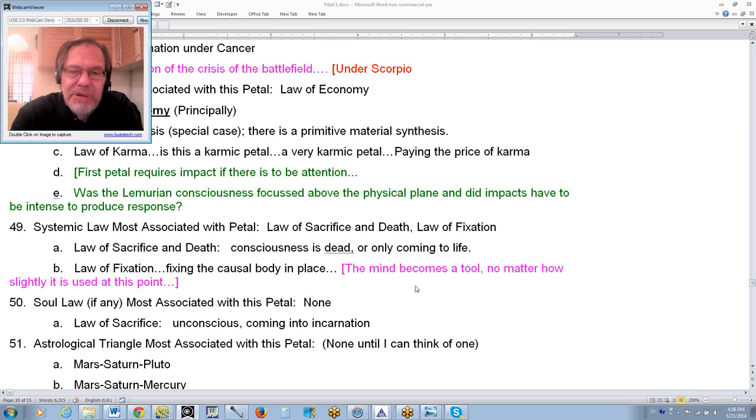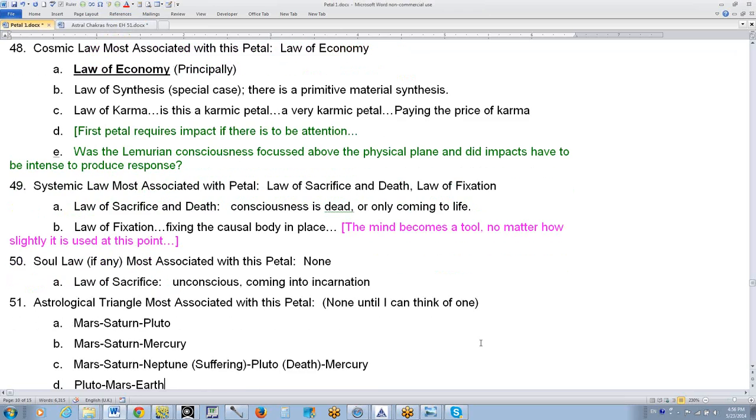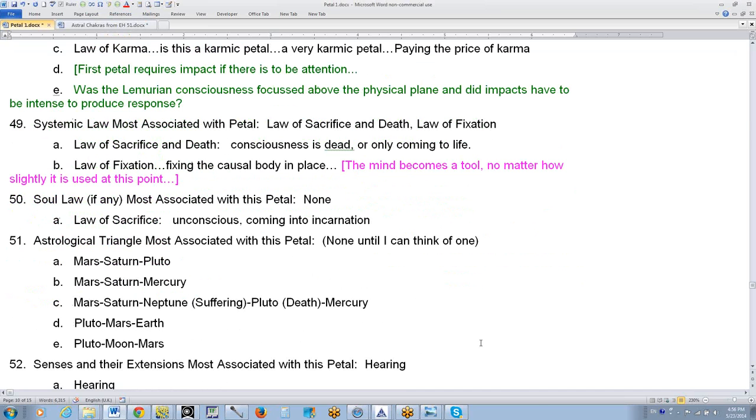What about astrological triangles most associated with this petal? Well, some possibilities. It says here, none until I can think of one. Well, I'm not sure. Mars, Saturn, and Pluto: aggression, hard karmic circumstances, and death. Mars and Saturn, you see, are always there. Aggression and learning of karma, but some growing intelligence for Mercury. Mars, Saturn, Neptune: suffering. Pluto: death.